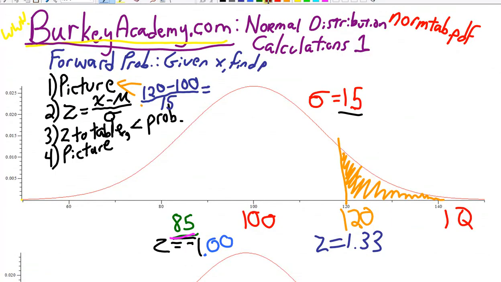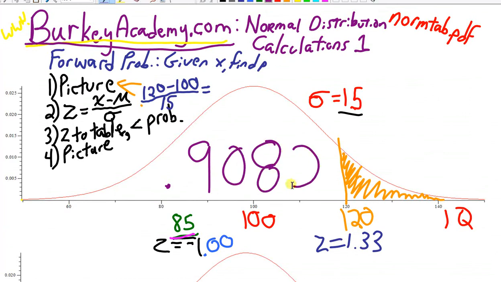Keep in mind, the table always gives you less than probabilities. And so this big area tells us that 90.82% of people have an IQ less than 120. So therefore, what percentage of people have an IQ greater than 120? Well, we can use the complement rule. In other words, if everything is 100%, or 1, and 0.9082 is here, subtract 1 minus 0.9082, and that'll give you the area on the right. So that answer is going to be 0.0918.